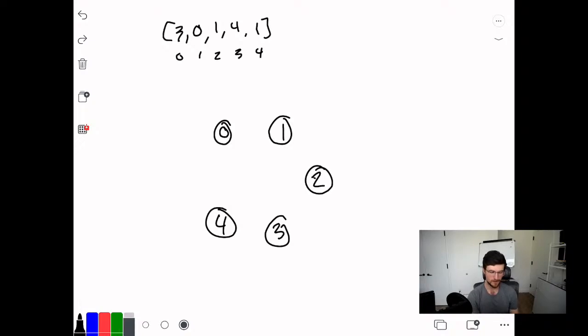So person 0 wants to sit next to person 3, so they connect to person 3. Now person 1 wants to sit next to person 0, so we get this edge here. Person 2 wants to sit next to person 1. Person 3 wants to sit next to person 4. And person 4 wants to sit next to person 1.